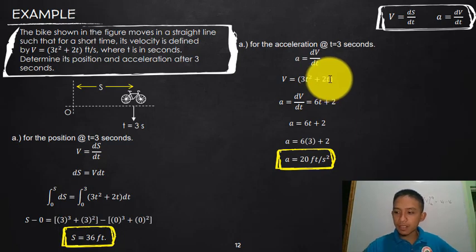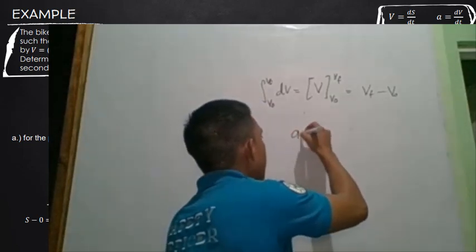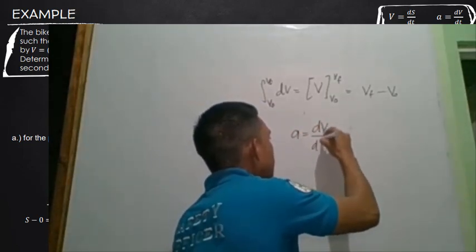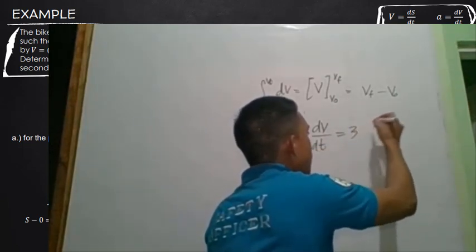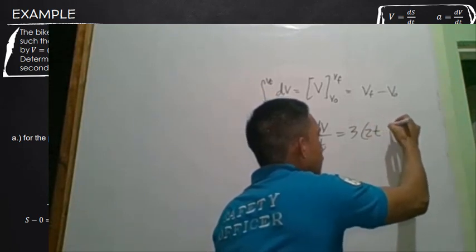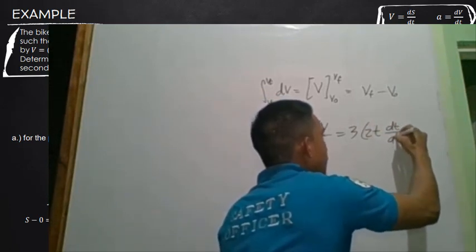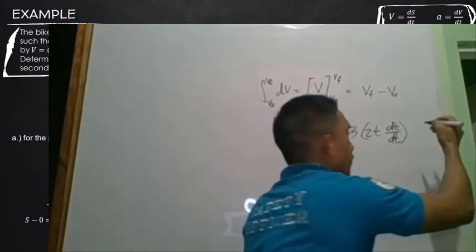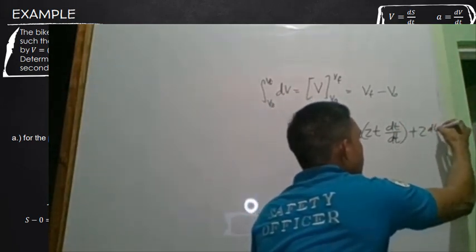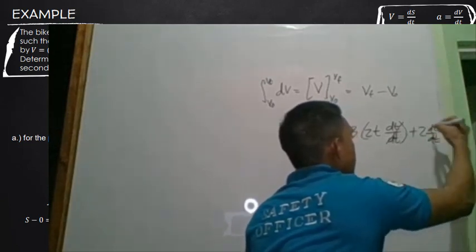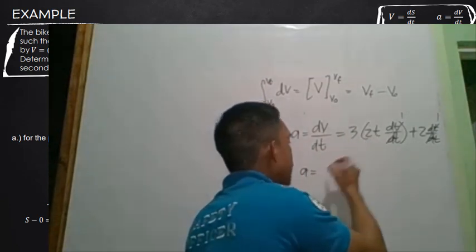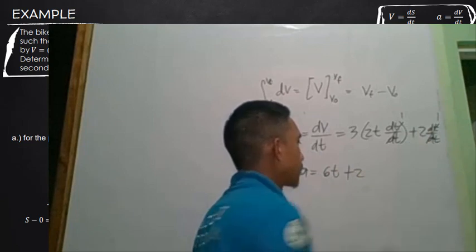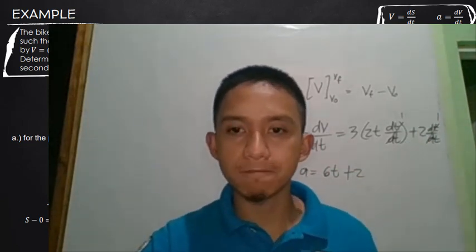Okay, let me just show you that one. Again, differentiate your v. The acceleration a is just the derivative of v with respect to time. Since your v there is 3t squared plus 2, differentiate that: the 3 stays, differentiating t squared becomes 2t dt over dt, and then plus 2 dt over dt, which actually cancels. So your acceleration ended up to be 2 times 3 is 6t plus 2. Okay, so that's how you ended up with your equation here.